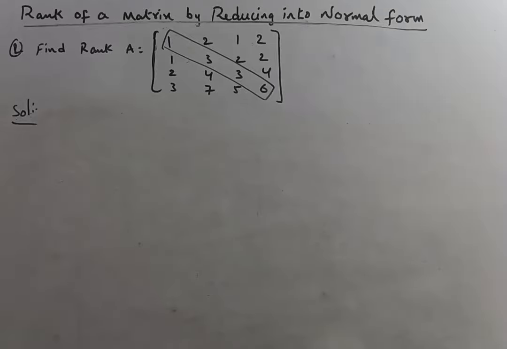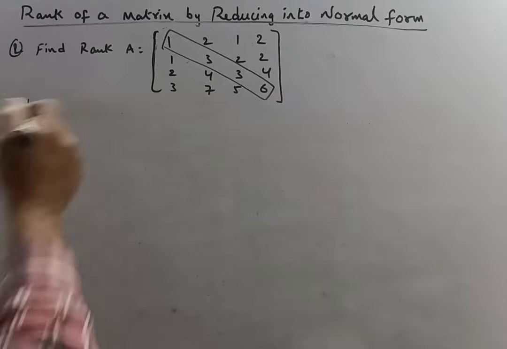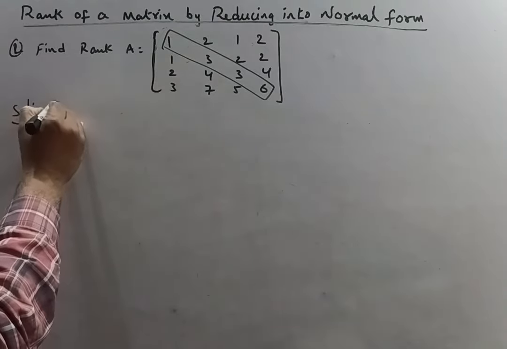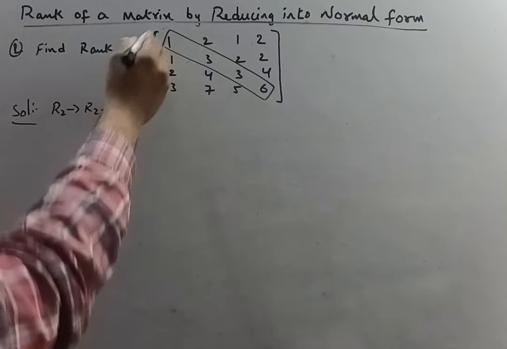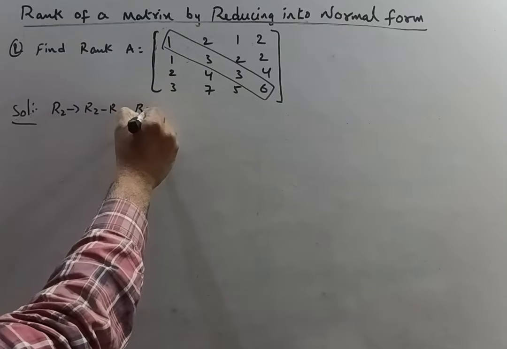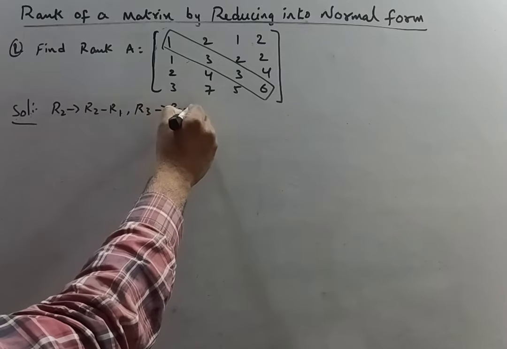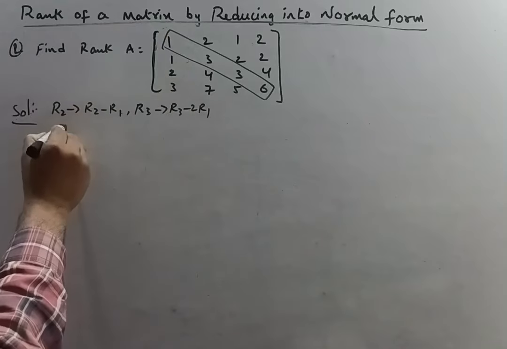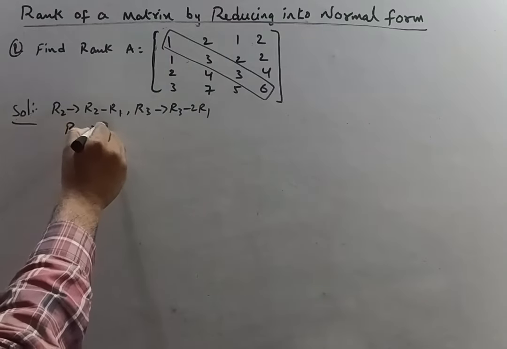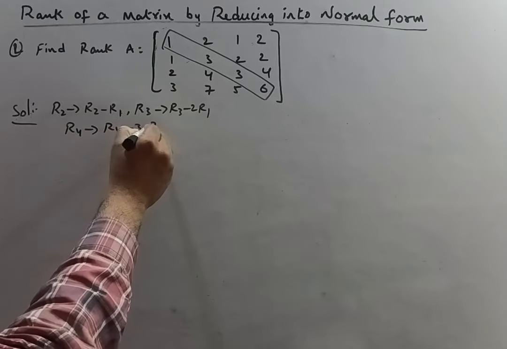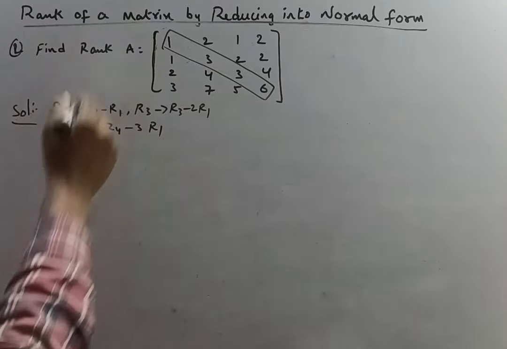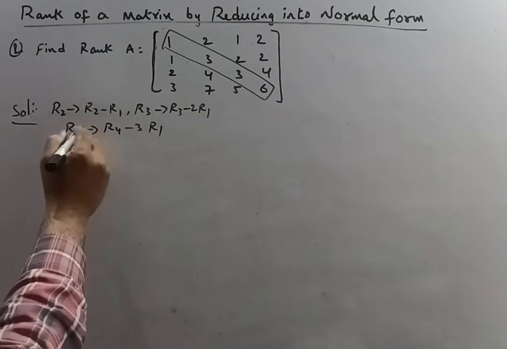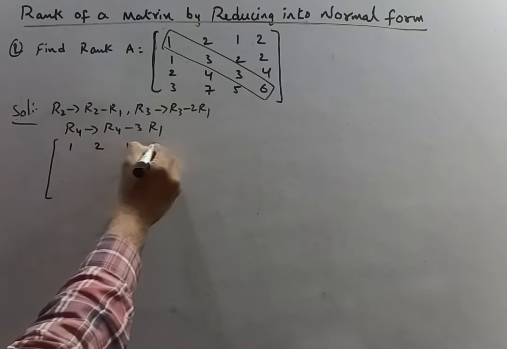So to make these 6 places 0, first we have to use row operations below the row. So now these 3 places 0: R2 changes to R2 minus R1, R3 changes to R3 minus 2R1, correct? R4 changes to R4 minus 3R1. So these 3 are the operations, correct? Now see the matrix, what we get? We are not changing anything in R1, it is as it is, 1, 2, 1, 2.